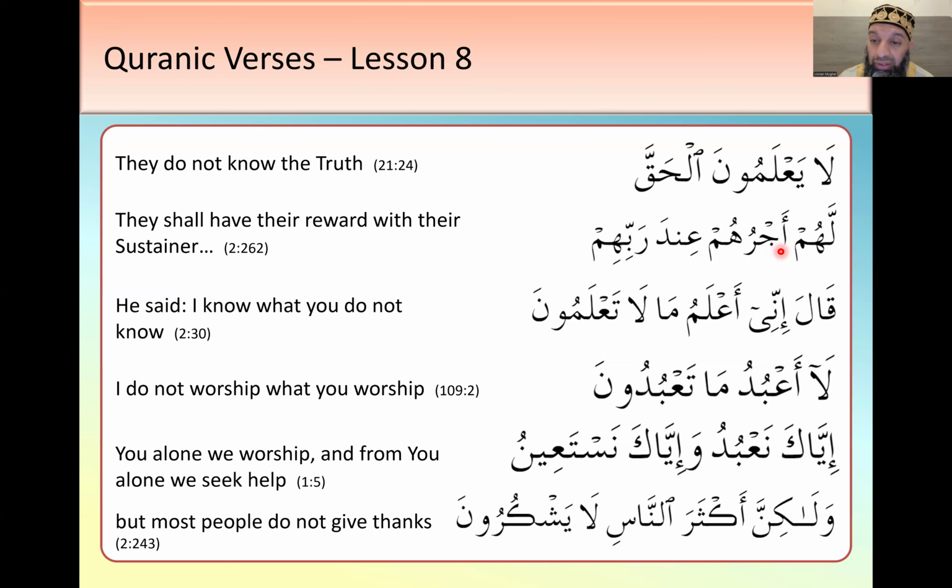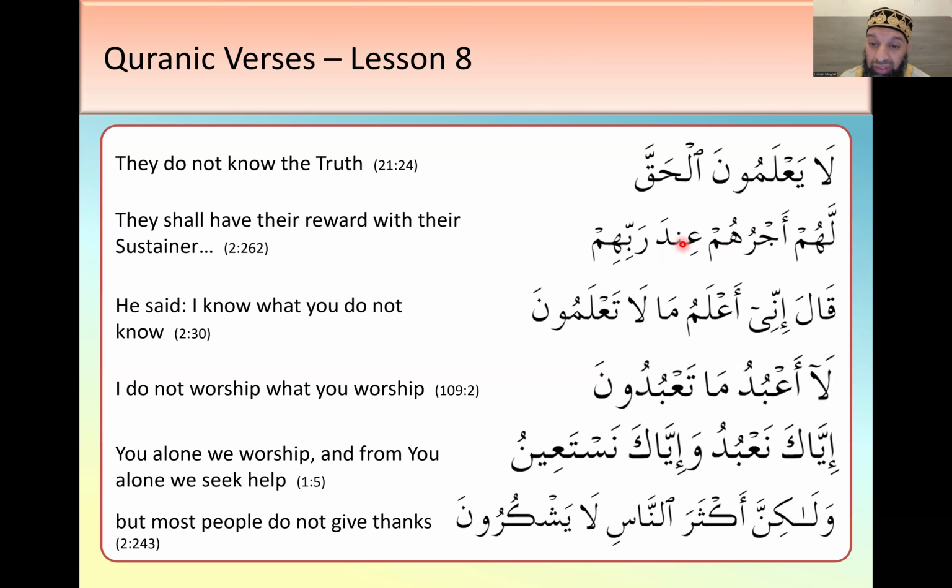What's ajar mean? Reward. And hum? What's ajruhum mean? Ajar means reward, and hum is them. Excellent. Their reward. Yeah. It's an attached pronoun. The reason why it's not attaching is because you can't attach something to the ra. The ra will attach that way, but not this way. But it is an attached pronoun. So lahum ajruhum, for them, ajruhum, their reward.